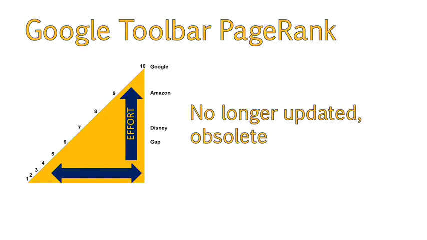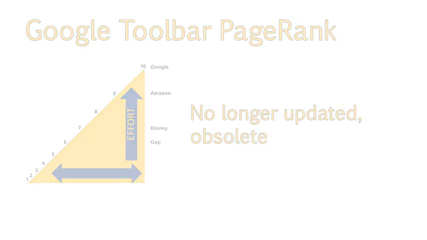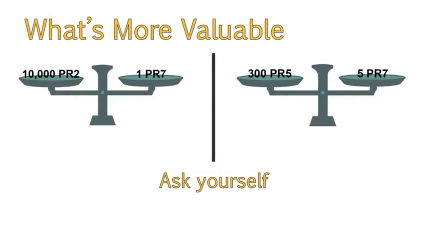So now I want to give you an example, though, now that we've gotten this far. Ask yourself a question. If you have 10,000 PageRank 2 links and one PageRank 7 link, which of those seems more valuable? 10,000 links is an awful lot of links. Or the second challenge question for you. You've got 300 PageRank 5 links. Are they more important or more valuable than 5 PageRank 7 links?